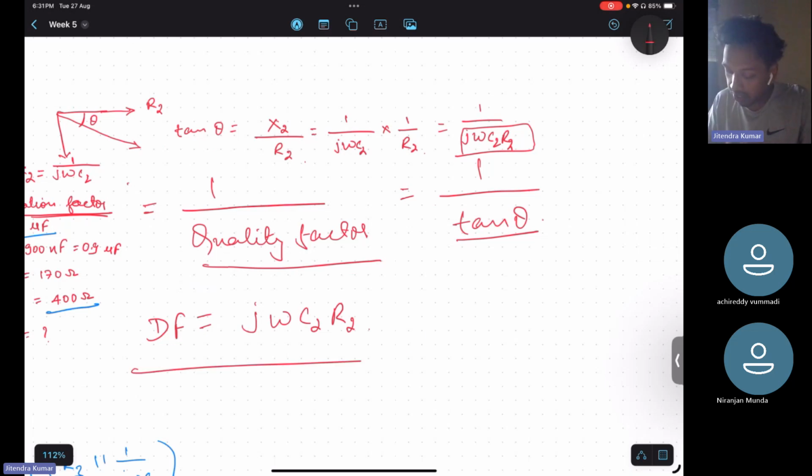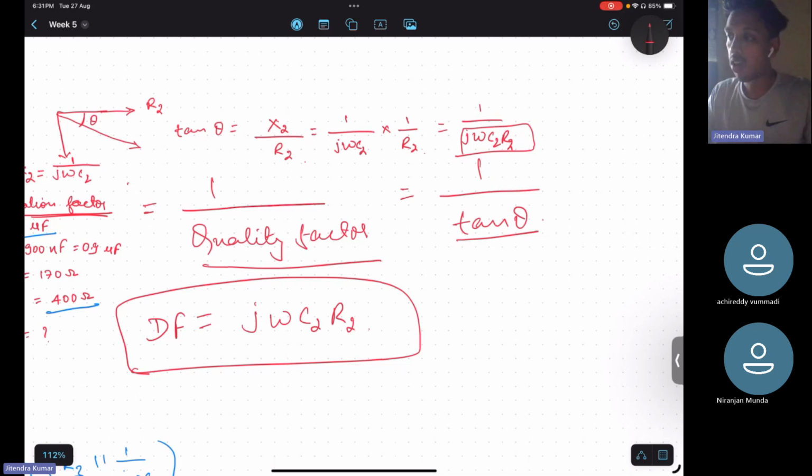So this is the value of dissipation factor. I want to know whether dissipation factor is better for the circuit, or it is a negative parameter which we do not want in the circuit, or the higher the better, or the lower the better? What do you recommend? Lower, sir. Yeah, exactly. Dissipation factor should be lower in the circuit. Dissipation factor means your energy is getting dissipated in form of heat, and hence the efficiency of the circuit will be very poor. So that is why the lower the dissipation factor, the better.